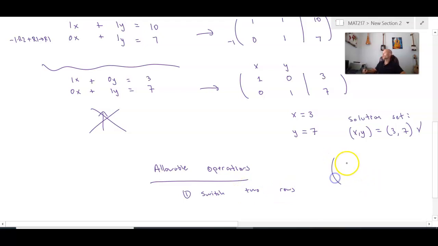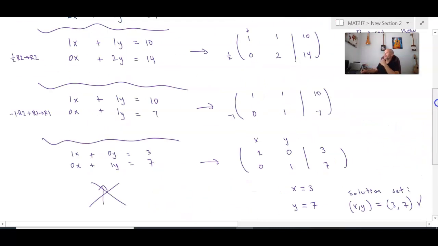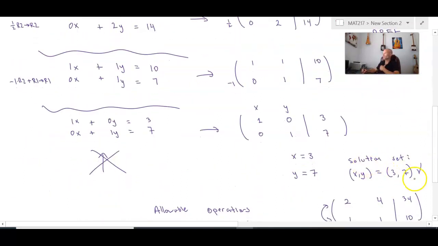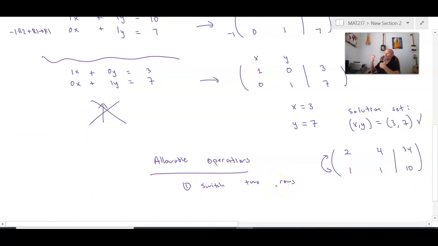For example, if we didn't list 1x plus 1y first, but we put 1x plus 1y equals 10 as our second equation, and 2x plus 4y equals 34 first, then it's not necessarily more difficult, but I would much rather have a 1 in this first row, first column. So what I could do is just interchange the rows. The reason being is that these two equations have the same solution regardless of what order you consider them in. So if we had 2x plus 4y equals 34 as the first equation, 1x plus 1y equals 10 as the second equation, then surely the solution is still x equals 3, y equals 7. So switching two rows just means we rearrange the order of the equations, but they still intersect in exactly the same point.